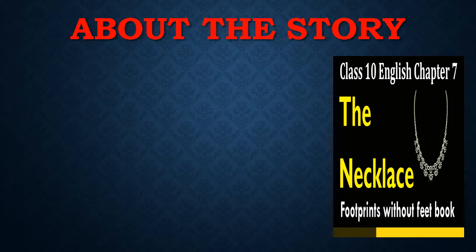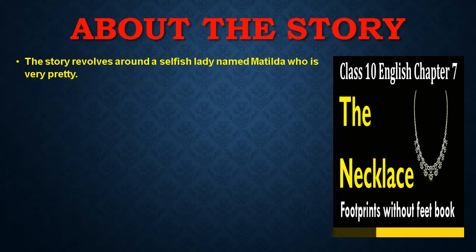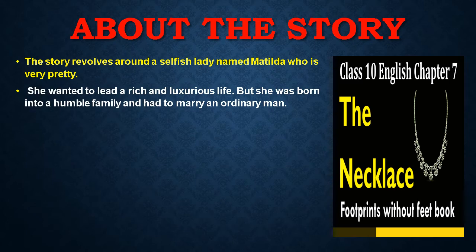So see what the story is about. The chapter The Necklace is very interesting. The story revolves around a selfish lady named Matilda who is very pretty. The central figure or the protagonist of this story is Matilda, who is also called Madame Loisel. She wanted to lead a rich and luxurious life, but she was born into a humble family and had to marry an ordinary man. Actually, she was so convinced that she was so pretty, so beautiful, that she deserved a very rich, luxurious and comfortable life. She never wanted to marry an ordinary man.